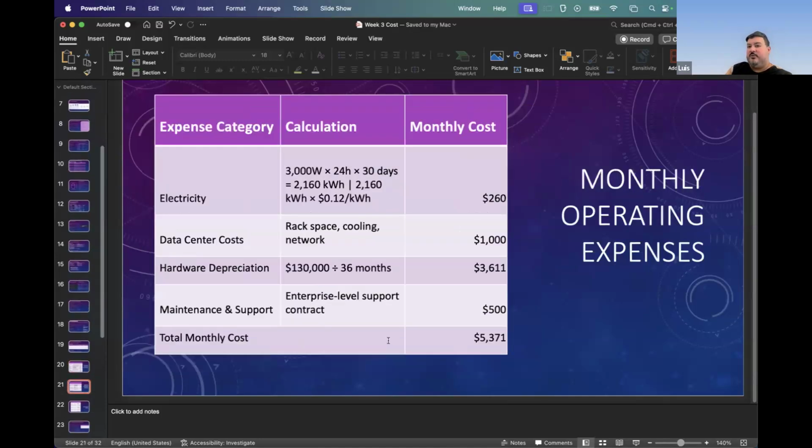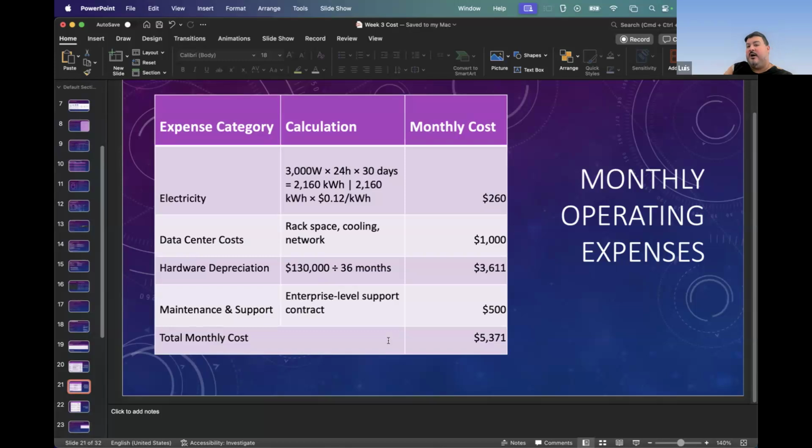Now, that's just the local cost. Then we need to think about the maintenance cost on top of that. So if we were to do calculations of 30 days for 1 month at 12 cents per kilowatt, and people are using this model, the monthly cost would be $260. The data center cost of rack space, cooling, and networking, $1,000.